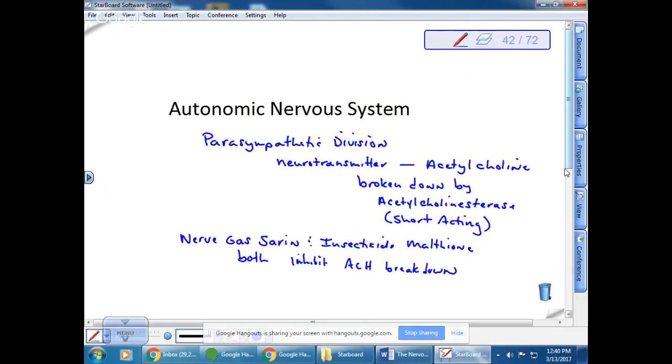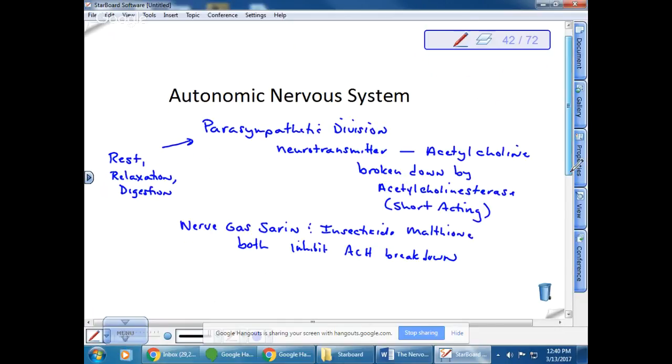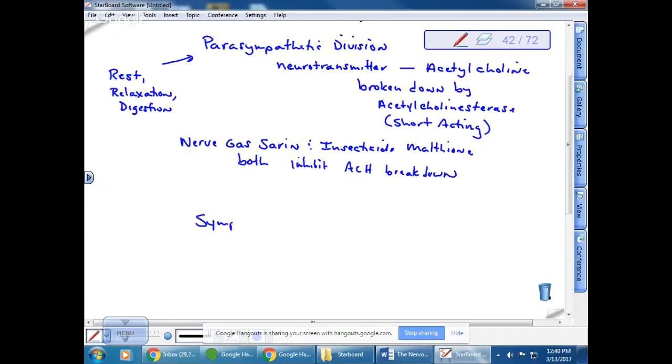Okay. So this is rest and relaxation. Relaxation and digestion. Sympathetic nervous system. This is the fight or flight. So the neurotransmitter that is used is not acetylcholine, it's norepinephrine. Another word for that is adrenaline, right? And this is long acting. In fact, it is also a hormone.